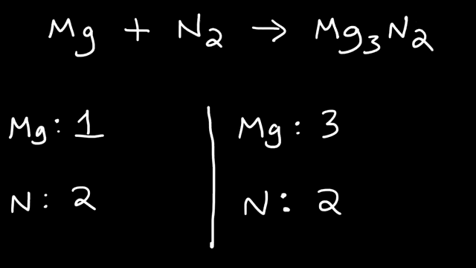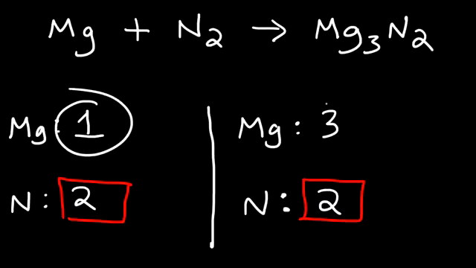So right now, looking at the left side and the right side, we can see that the number of nitrogen atoms are the same. So we don't have to worry about that. However, the number of magnesium atoms are different. So what do we need to do to make them equal? What we need to do is multiply this number by 3. And we can do that by putting a coefficient of 3 in front of Mg.